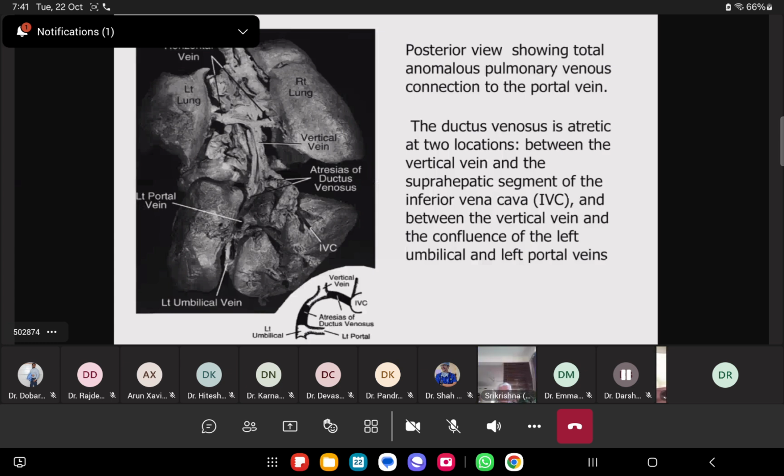This is another image showing the infracardiac type of TAPVC. The ductus venosus is atretic at two locations: between the vertical vein and the suprahepatic segment of the IVC, and between the vertical vein and the confluence of the umbilical and the portal veins.